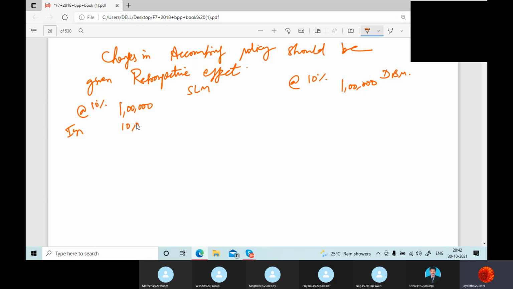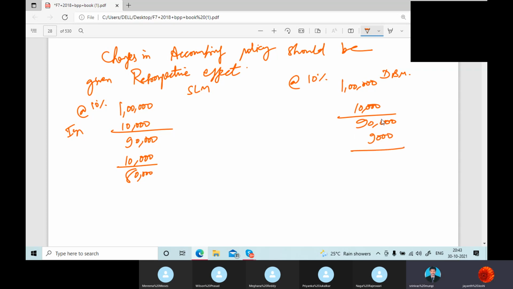So in the first year 10,000 is removed, and it comes to 90,000. Here also 10,000 is removed in the first year, and it comes to 90,000. In the second year, what happens here? 10,000 again, and the asset's carrying value is 80,000. And here it is 9,000, because now 10% will be taken on the written down value. So it is 81,000. So what happens in the second year is you have to give retrospective effect if you want to change from straight line to diminishing balance, right? All of you? Yes, sir.